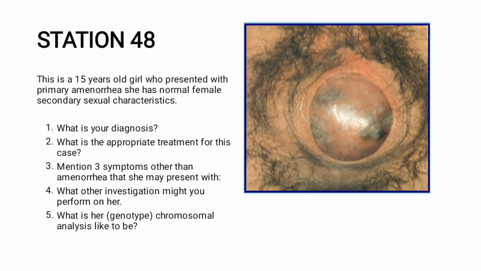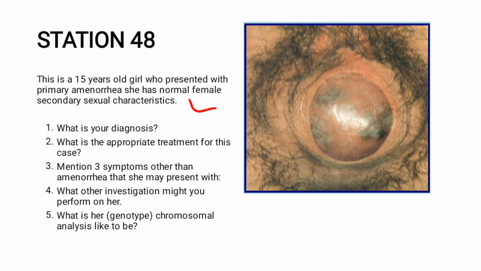So today we are going to go through case studies and literature review. The case is a 15-year-old girl who presented with primary amenorrhea. She has normal female secondary sexual characteristics.